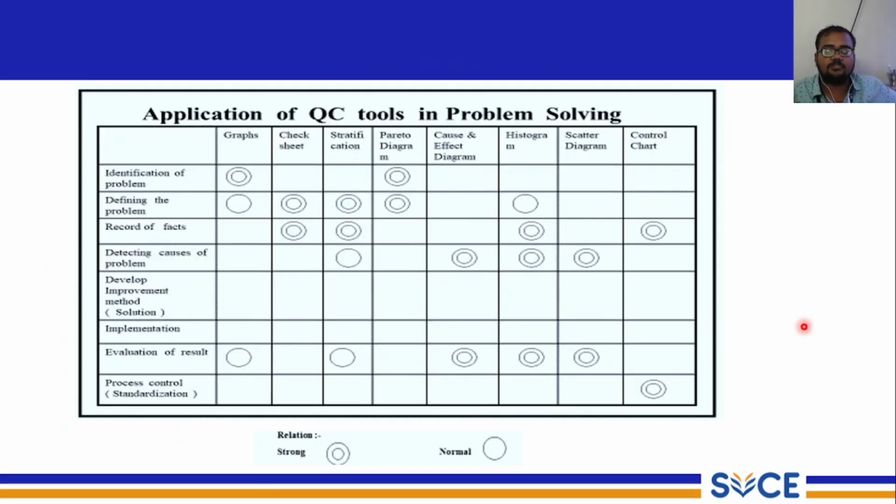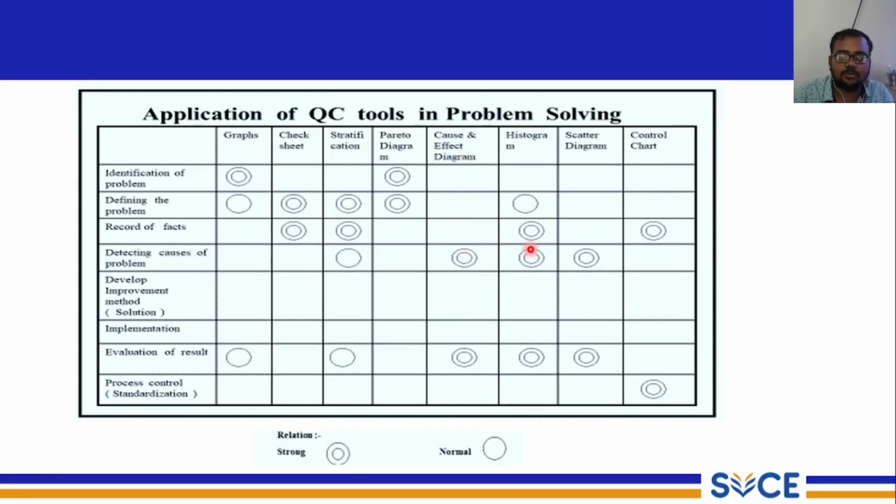Few of the applications of QC tools in problem solving, and again an example of correlation here. When there is a strong relationship between these two parameters, it is denoted by the symbol of a double circle, and if it is a single circle, it indicates a normal correlation. You can also relate detecting causes and problems. Graphs and check sheets do not have any direct relationship. Of course, stratification helps you to detect the cause and problem, but as I said, the cause and effect diagram is one of the key important tools of the entire 7 tools, which helps in easier identification of the problem.